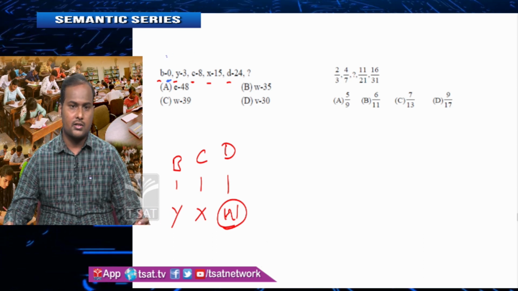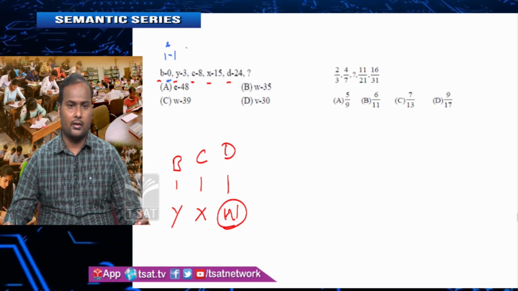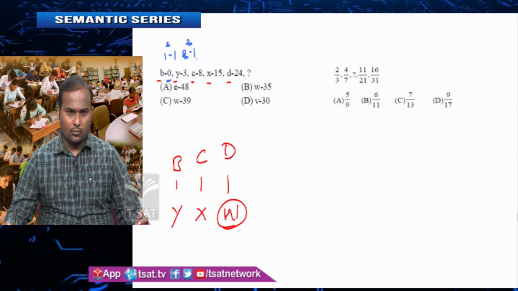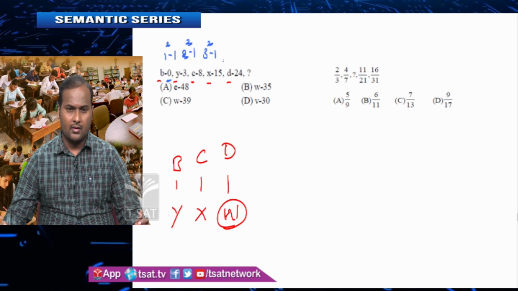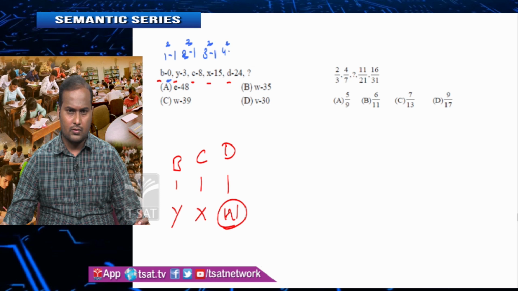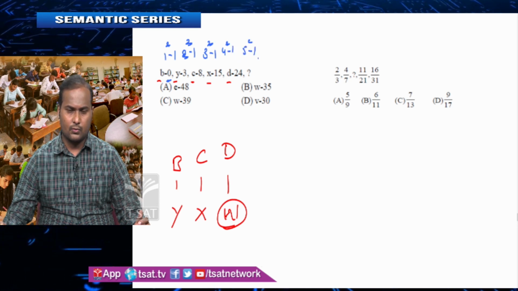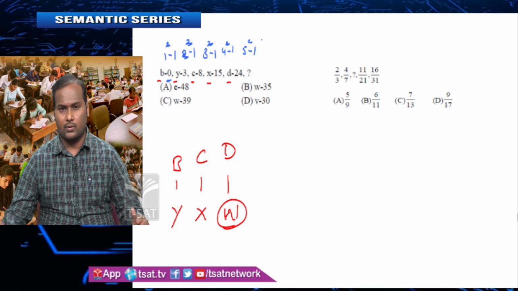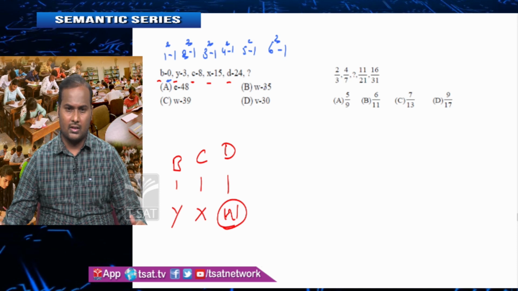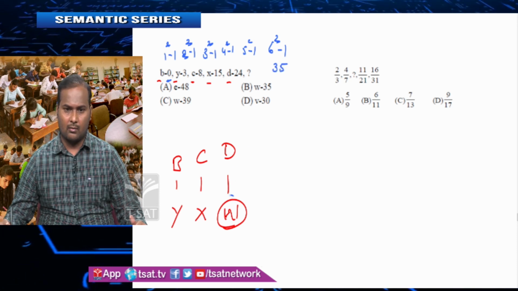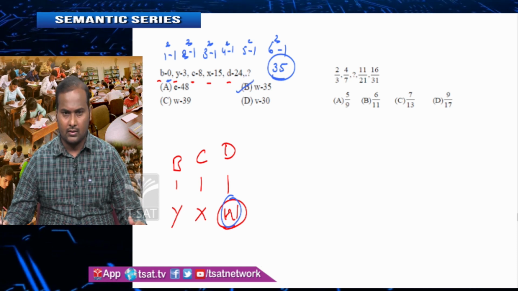So how can I write 0? I can write like 1 square minus 1. How can I write 3? 2 square minus 1. 8, 3 square minus 1. 15, 4 square minus 1. 24, 5 square minus 1. So obviously it's asking the next one. The next answer will be 6 square minus 1, that is 35. So we already got W and here it is 35. So your answer is W, 35.